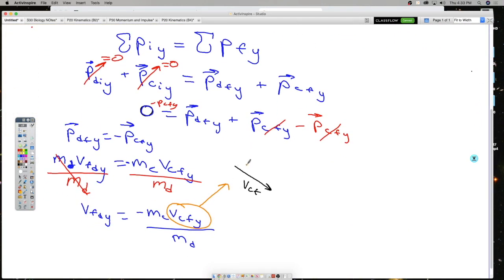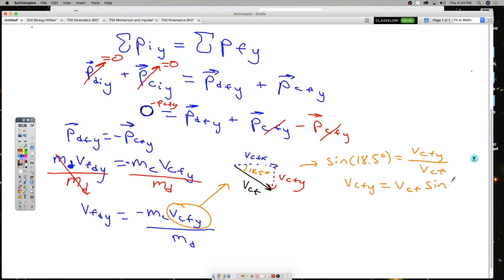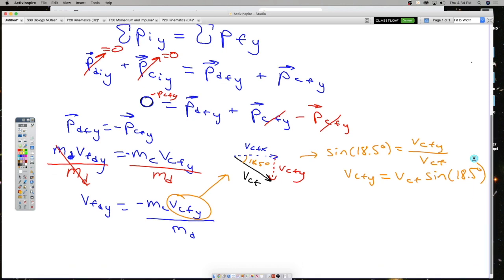So, south of east, this is 18.5 degrees. This is its x component. This is its y component. We want VCFY, so opposite over hypotenuse. SOHCAHTOA, so sine of theta equals opposite over hypotenuse. Therefore, we've got VCF. We know it, so let's just go back here. We can sub that in. If you want to find VCFY, go ahead.